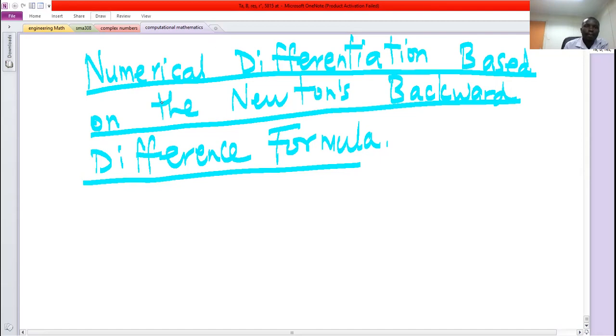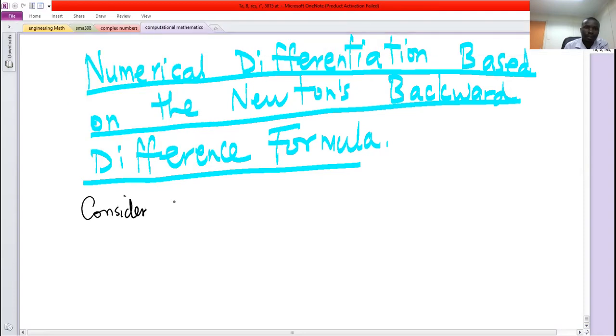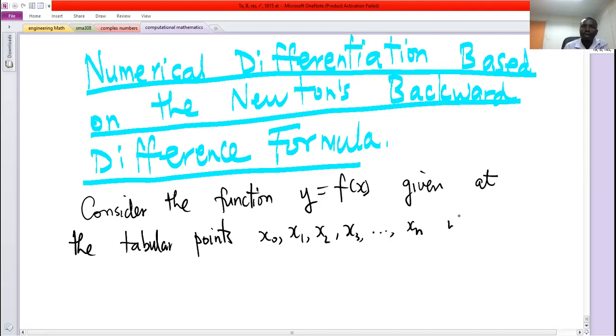So consider the function y equals f of x given at the tabular points x0, x1, x2, x3 up to xn, which are equally spaced.